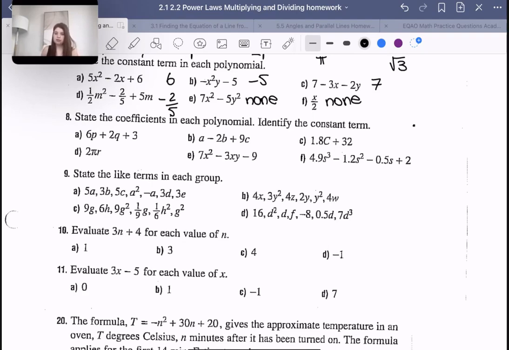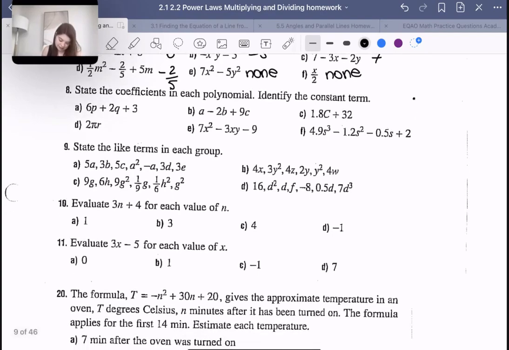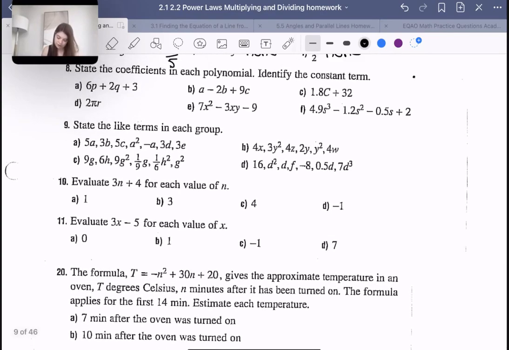Good. All right. This next one says the opposite. It says state the coefficients in each polynomial. So the coefficients are the numbers that are multiplied by variables, right? So there could be multiple, right? If there's multiple variables, there could be multiple coefficients here. So for example, A, it would be 6 and 2. So everything except the constant, right? 3 is a constant, not a coefficient. And 6 and 2 are the coefficients, because 6 is multiplied by P, and 2 is multiplied by Q.